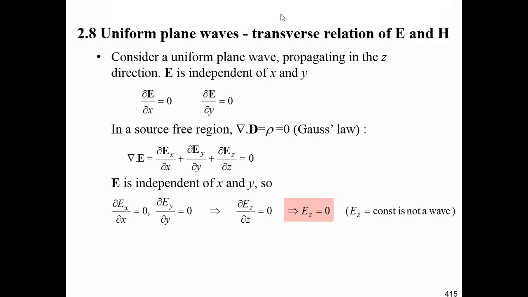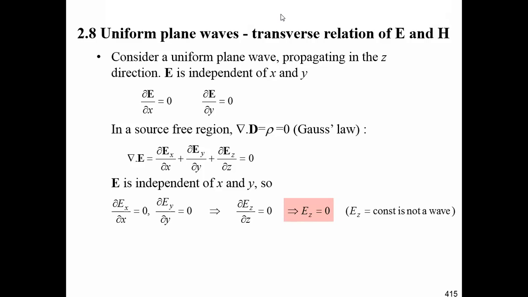Are you trying to get my point? Yes, sir. It is never possible for the electric field and magnetic field to have a component, listen very carefully, in the direction of propagation of wave. It can never be possible. It will always be perpendicular to that.